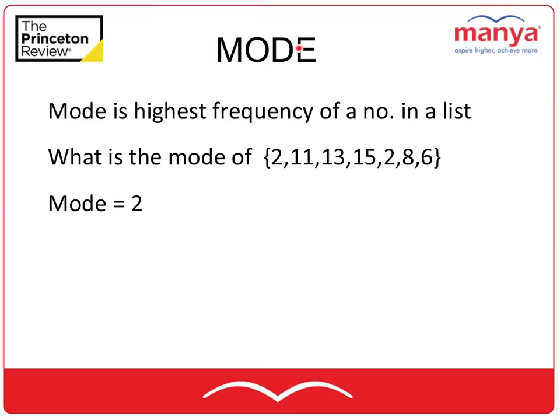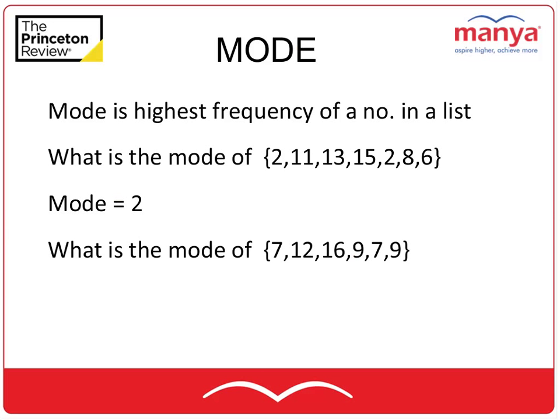Now if you have another set of numbers like this, what is going to be the mode here? 7, 12, 16, 9, 7 and 9. So here both 7 and 9 are coming twice. So that means we are going to have both 7 and 9 as the mode. So there can be more than one mode, right? Not necessarily only one mode. You can also have more than one mode.